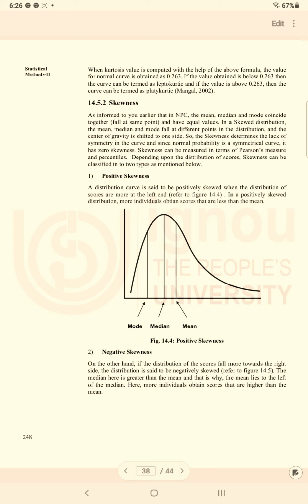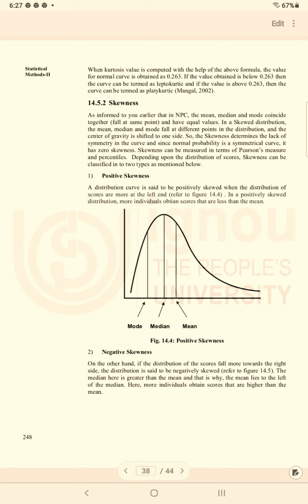When kurtosis value is computed with the help of the above formula, the value for a normal curve is obtained as 0.263. If the value obtained is below 0.263, then the curve can be termed as leptokurtic, and if the value is above 0.263, then the curve can be termed as platykurtic (Mangal, 2002).